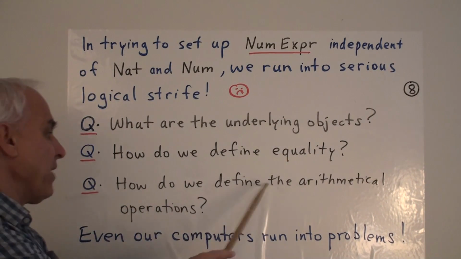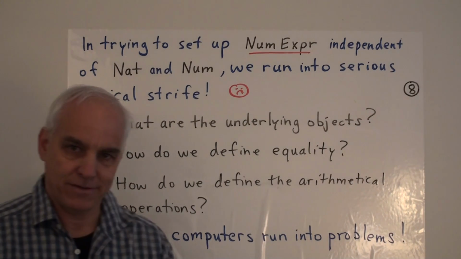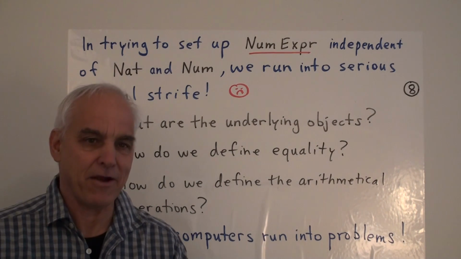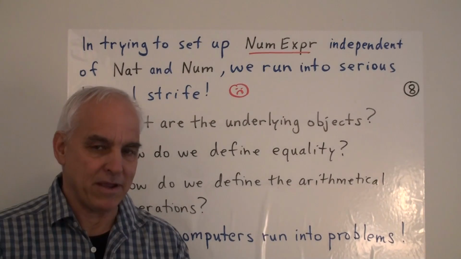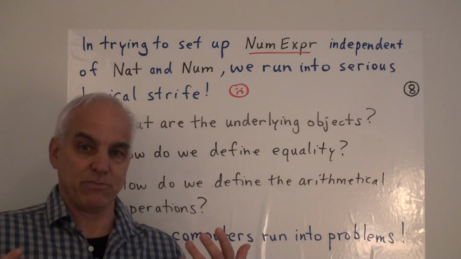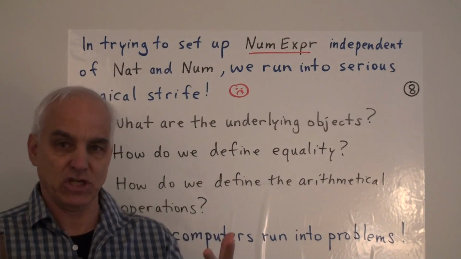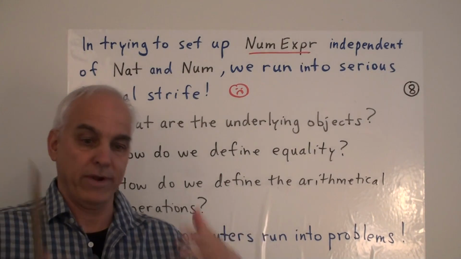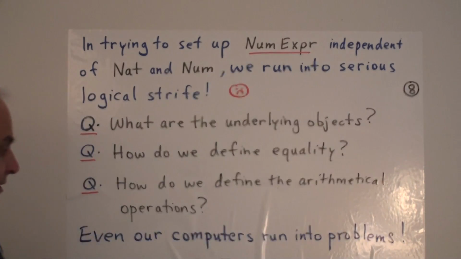And then how do we define the arithmetical operations? Very, very big can of worms here. How do we actually define addition of mathematical expressions, or multiplication, or exponentiation, or factorial, or anything else that we're wanting to be interested in?